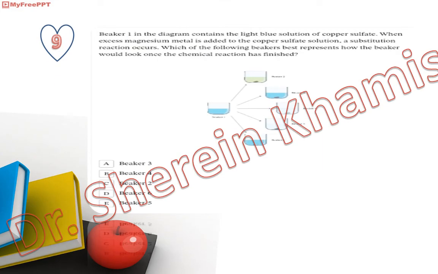Question 9 says that beaker 1 in the diagram contains a light blue solution, copper sulfate. We know that copper sulfate is blue. When excess magnesium metal is added to the copper sulfate solution, a substitution reaction occurs. Which of the following beakers best describes how the beaker would look once the chemical reaction has finished? As we said, the blue color of copper sulfate will disappear.